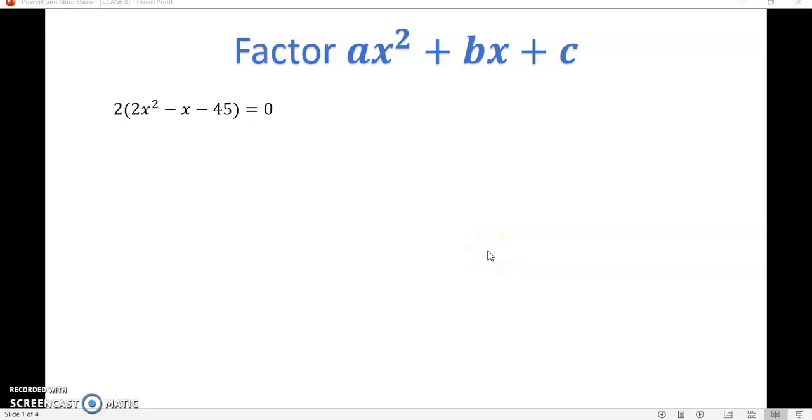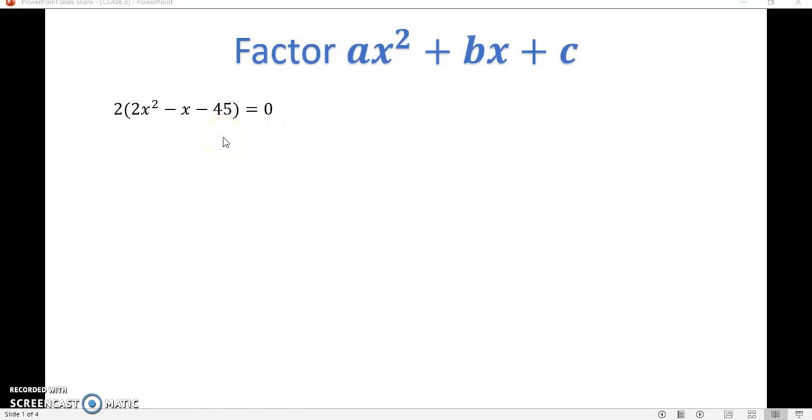Okay, let's factor x² plus bx plus c. Well, on here we have this polynomial that is 2 times (2x² minus x minus 45), and everything is equal to 0.